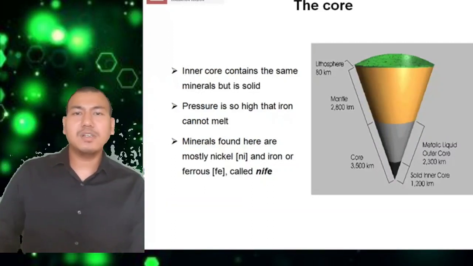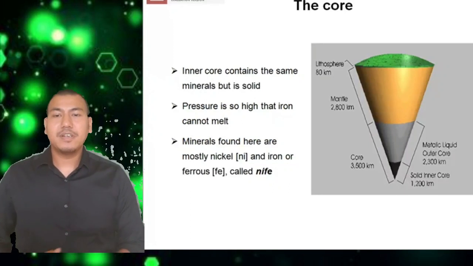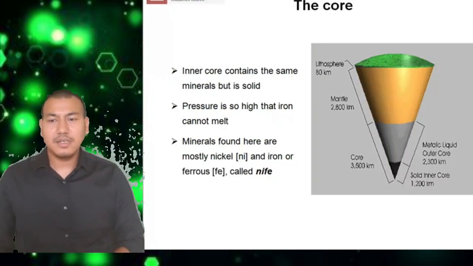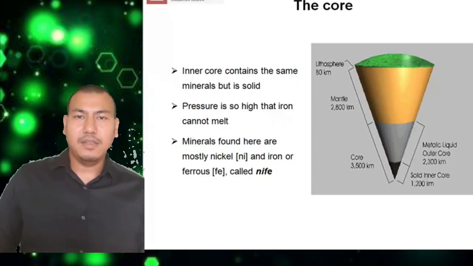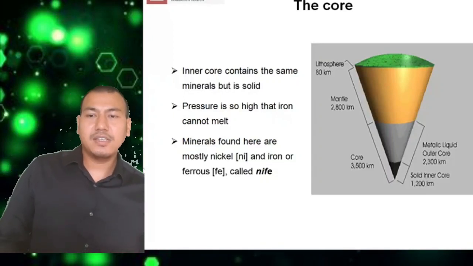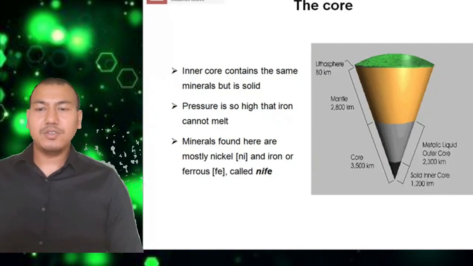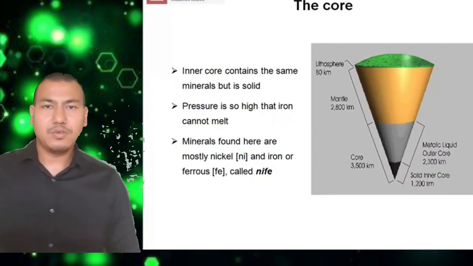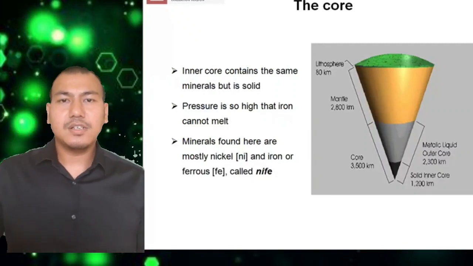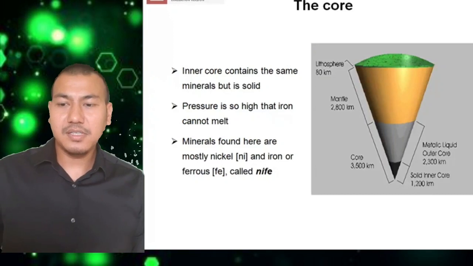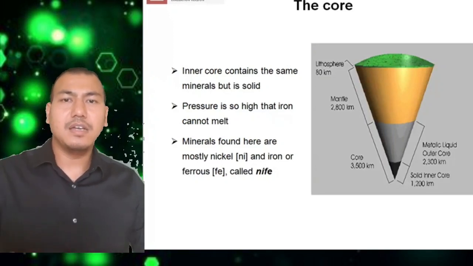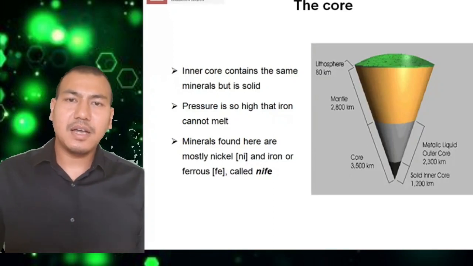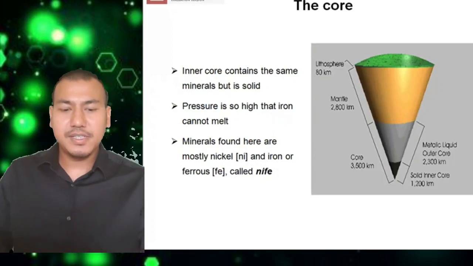Minerals found here are mostly nickel and iron, ferrous. So what are the minerals that are found? That is nickel and ferrous, and all these are in solid state. So you can see the image out here: lithosphere, mantle, core, metallic liquid outer core, and solid inner core. Why is the inner core in solid state? Because the pressure is very high. Because of very high pressure, the iron or other minerals are in the solid state out there.